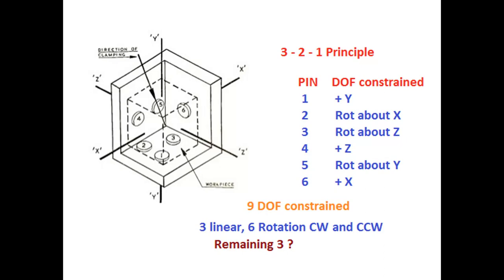Then the question arises: what about the remaining 3 degrees of freedom, that is along x in the other direction, along y in the other direction, along z in the other direction? These remaining 3 degrees of freedom are taken care of by what we call the fixtures. So generally the locators should take care of 6 degrees of freedom, and the remaining 3 degrees of freedom can be taken care of by the clamps.